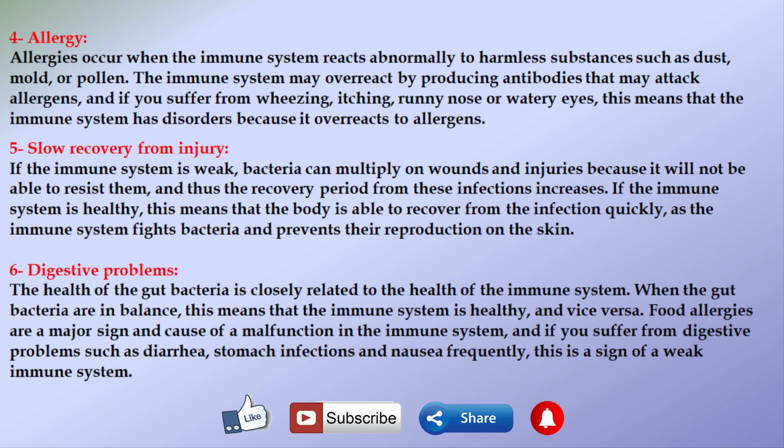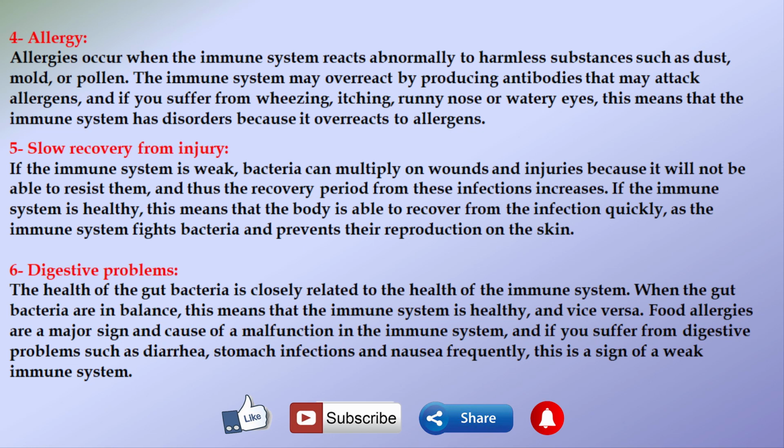5. Slow recovery from injury. If the immune system is weak, bacteria can multiply on wounds and injuries because it will not be able to resist them, and thus the recovery period from these infections increases. If the immune system is healthy, this means that the body is able to recover from the infection quickly, as the immune system fights bacteria and prevents their reproduction on the skin.